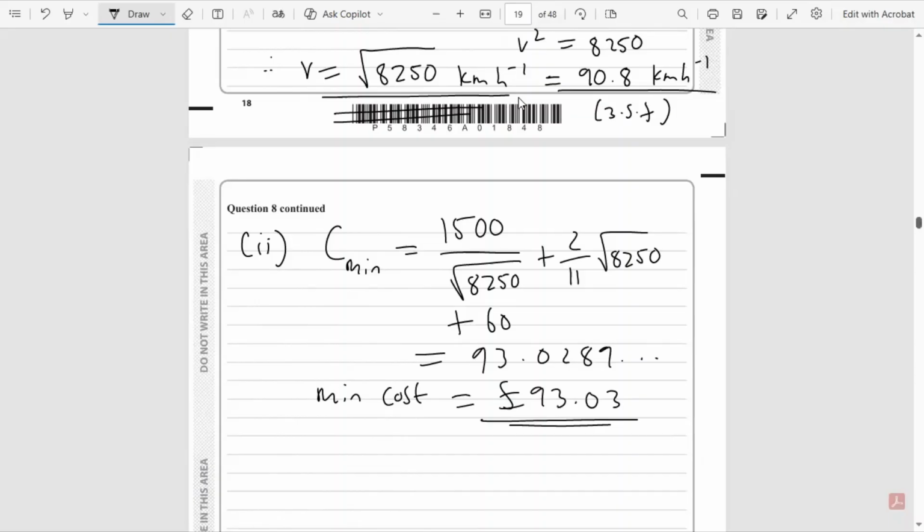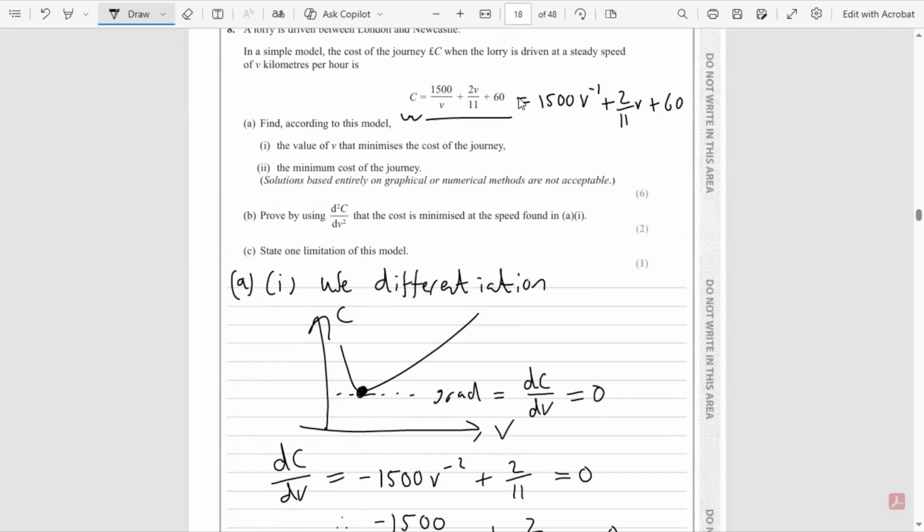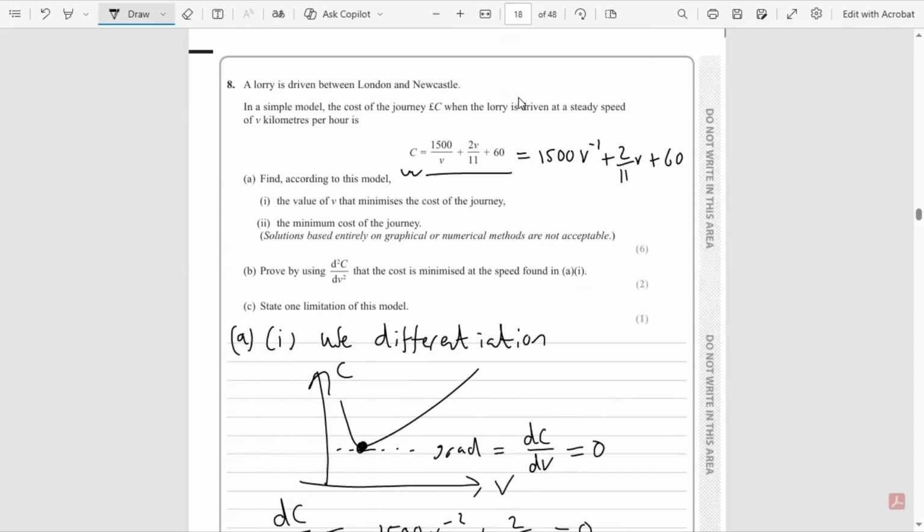Perfect. So that's part A now done. Now let's go to part B. So prove using the second derivative, so d squared C over dv squared, that the cost is minimized at the speed found in part A, part I.